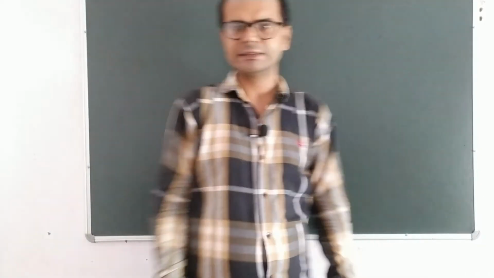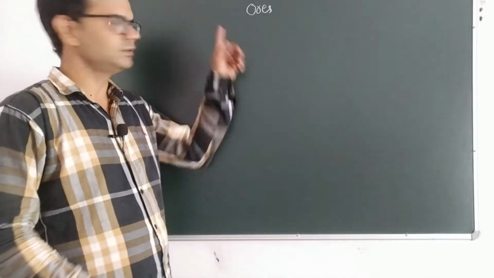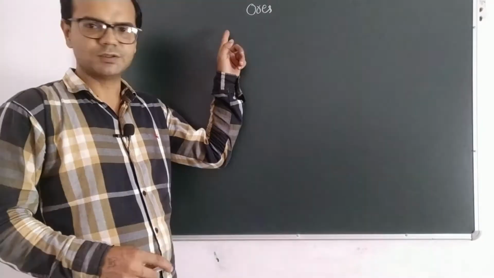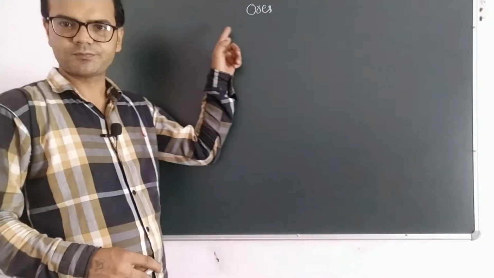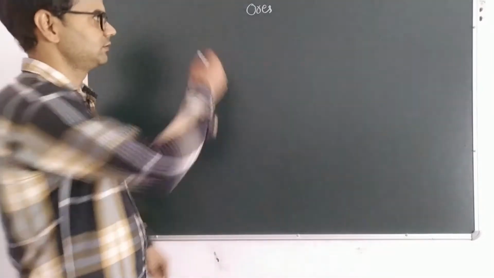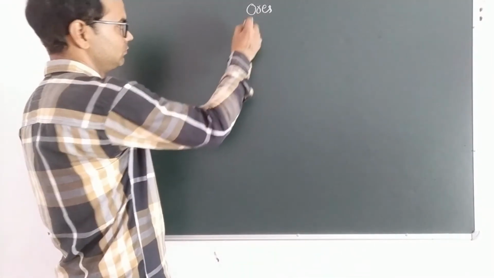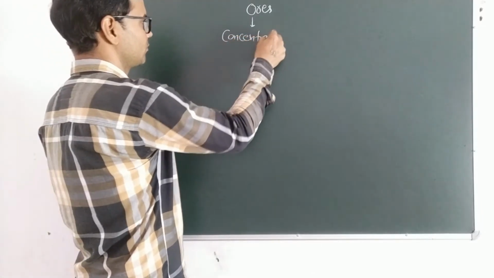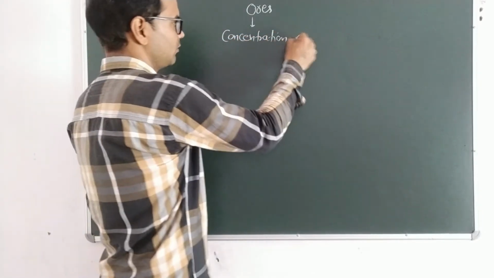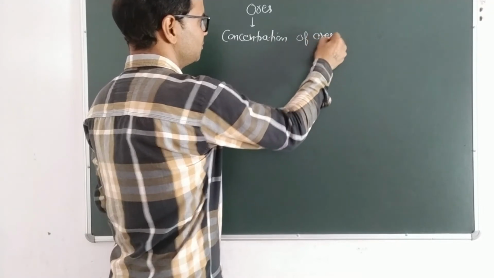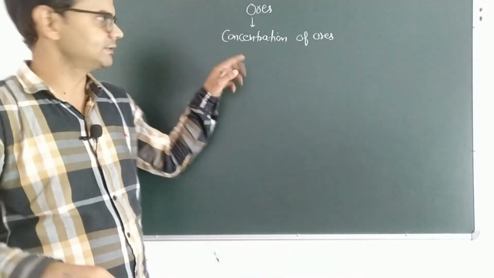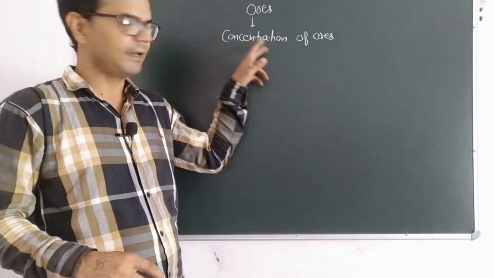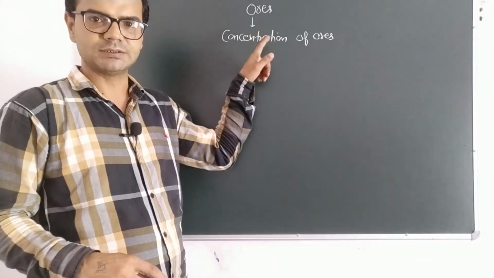Hello everyone. Today we'll discuss extraction of metals from ores, how metals are extracted from their corresponding ores. The first step is concentration of ores. In this step, impurities are removed either manually or by mechanical methods.